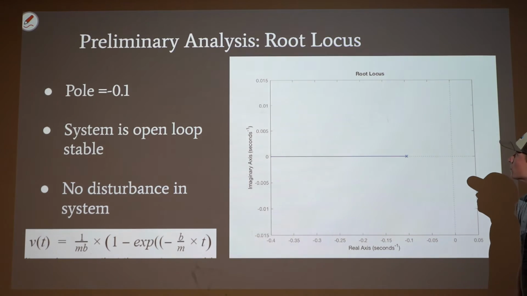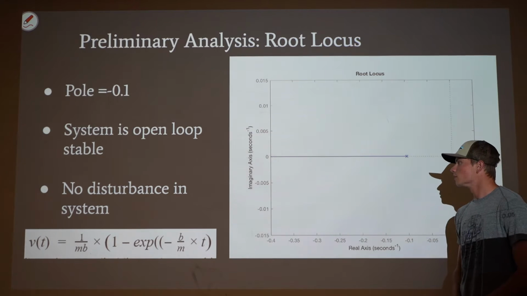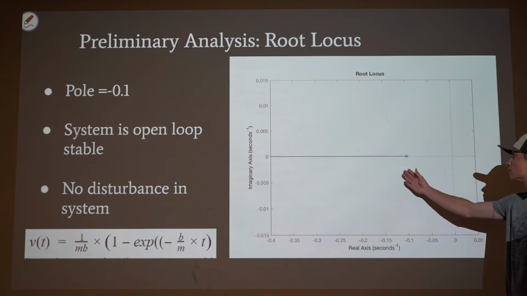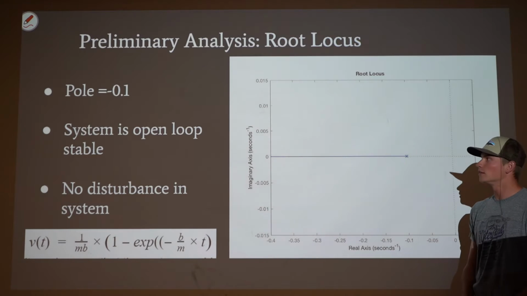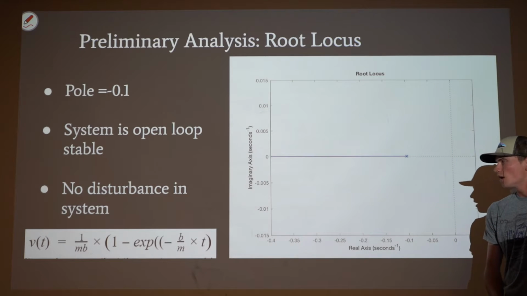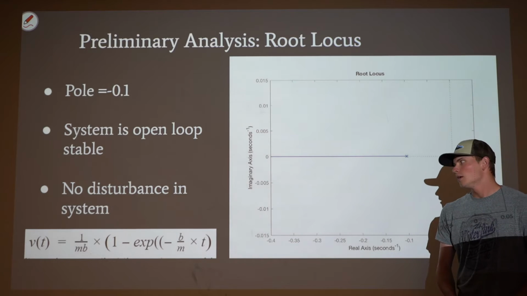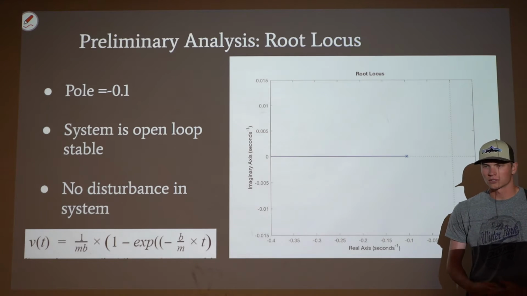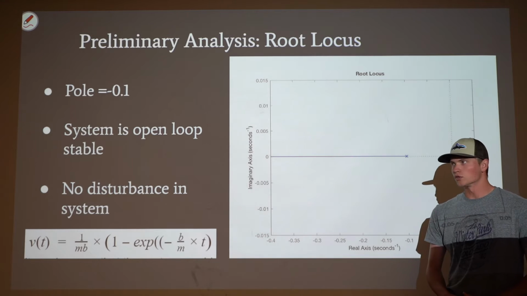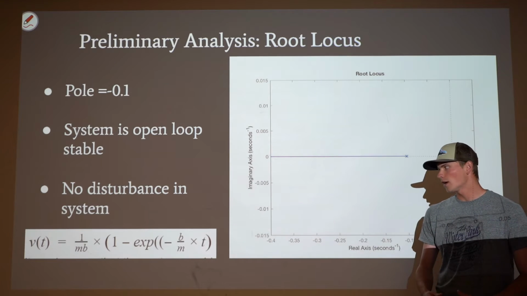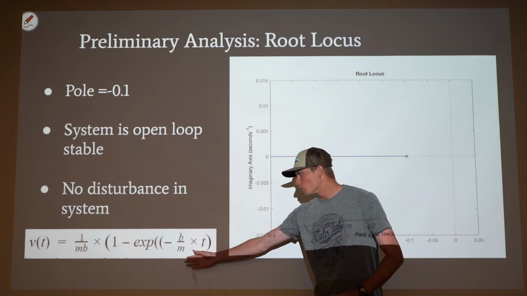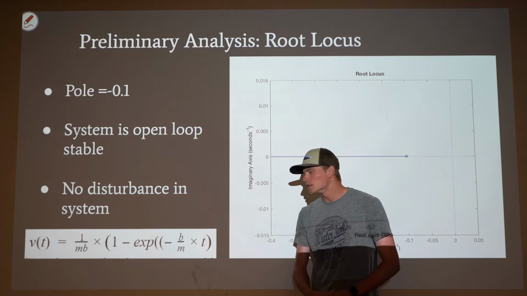And then doing a root locus on the original transfer function, it results in this. There's just one single pole at negative 0.1, and this means that our system is always open loop stable. Based off of our assumptions, there's no need for any disturbance input into this, so we can ignore that. And then down here we have what our transfer function would be in the time domain.